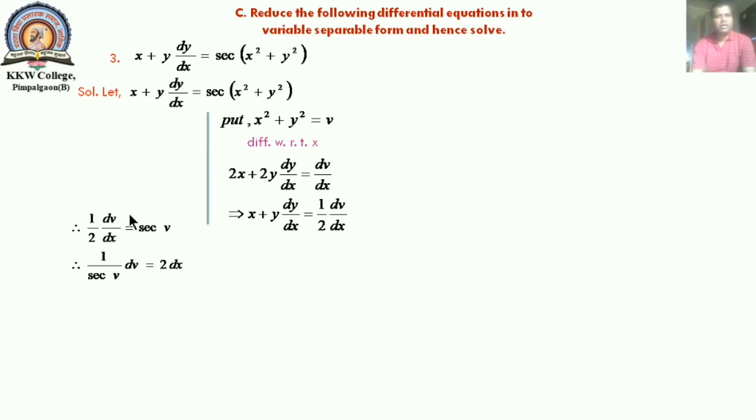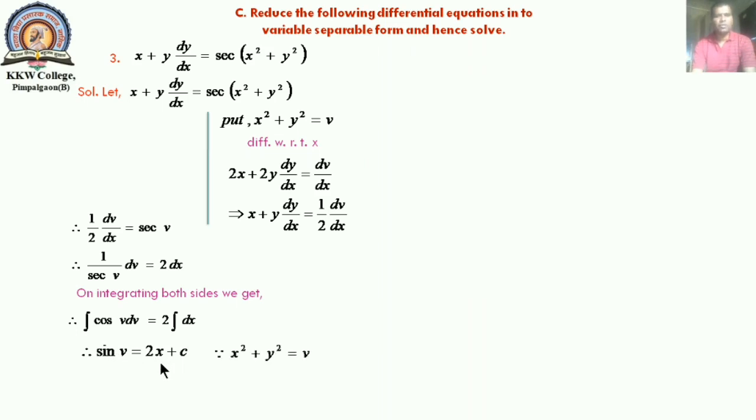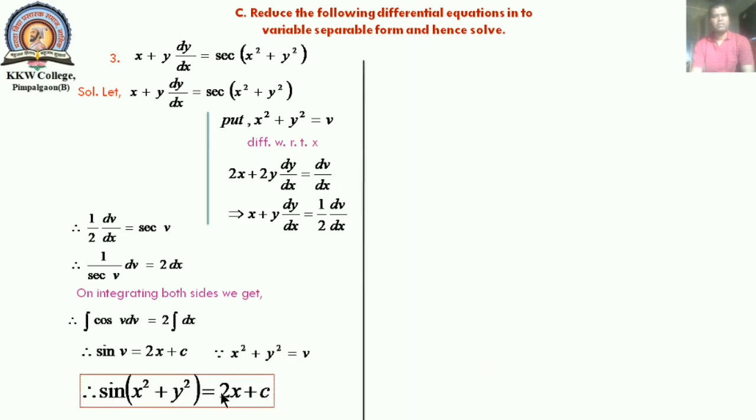Now separating the terms of v towards dv and terms of x towards dx, we have 1 upon sec v dv is 2 dx. Variables are separated. On integrating, it is cos v dv, and 2 is a constant that comes outside, so the integration of dx. Therefore the integration of cos v is sin v, and the integration of dx is x; putting the value of v as x square plus y square, sin of (x square plus y square) is equal to 2x plus c.